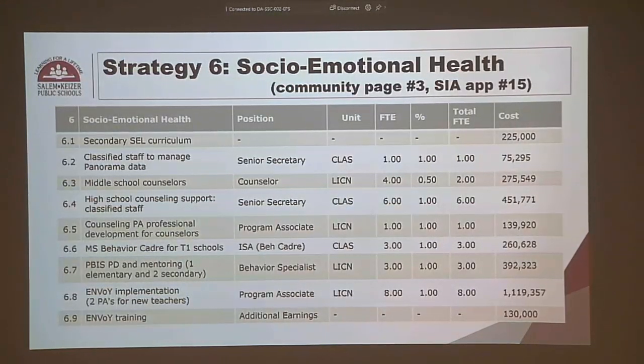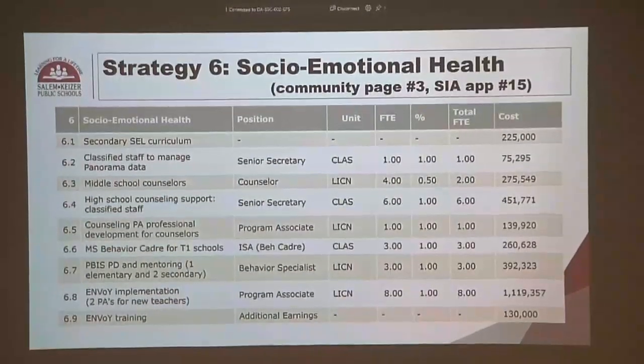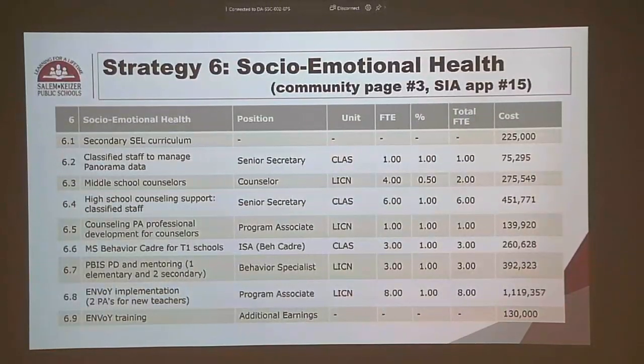We're now on 6.7. We'd like to beef up the access for PBIS for coaching and embedded professional development. That's an additional 3.0 FTE. The Envoy implementation, 6.8. You'll see that there's a total of 8 FTE there. We believe that that 8 is actually divided into 6 and 2. 6 of those Envoy coaches would be available to the broad district classroom teachers that are interested in pursuing that nonverbal classroom management and getting some training in that.